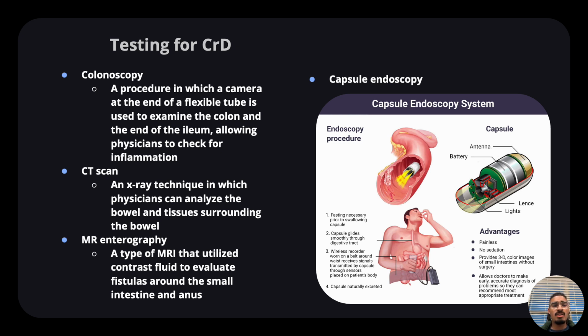And a CT scan is an X-ray technique in which physicians can analyze the bowel and tissue surrounding the bowel. So from the outside, a physician can actually tell if a person is experiencing inflammation resulting from Crohn's disease. And then MR enterography is a type of MRI that is utilized with contrast fluid to evaluate fistulas around the small intestine and anus. And I actually want to drive in the point about capsule endoscopy and how important it is to actually diagnose a person with Crohn's disease using this method. And it's a test requiring a patient to swallow a capsule containing a camera. The camera will take pictures of the small intestine and send those pictures to a recorder, which is worn on a belt. The recording can then be downloaded and analyzed on a computer to check for signs of Crohn's disease.